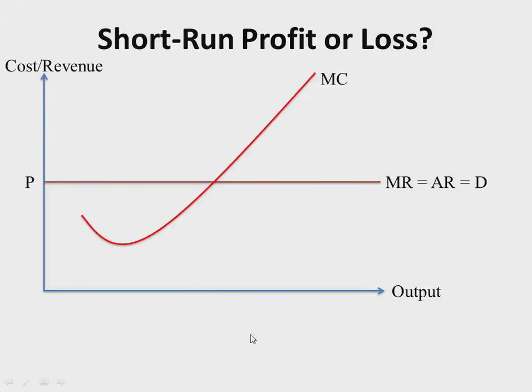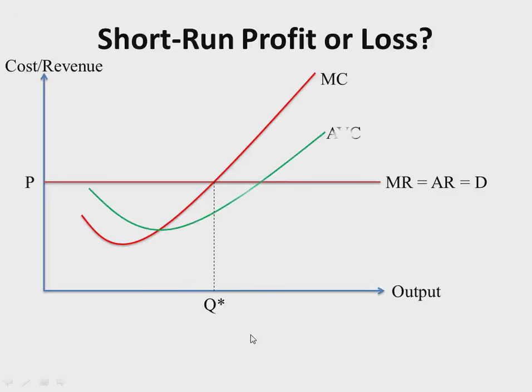At this point, we have our output level labeled Q star, and this is the profit maximizing output for the perfectly competitive firm. And we have the price P, which is taken as given in this industry. Now, we want to look at how to measure the profit or loss for any given firm in the perfectly competitive industry.